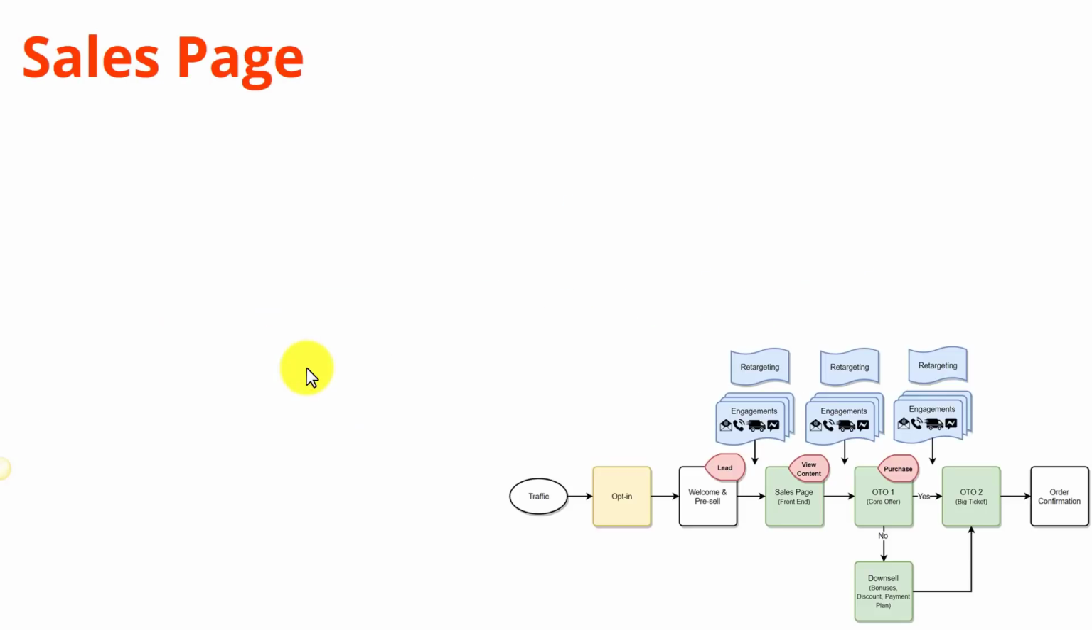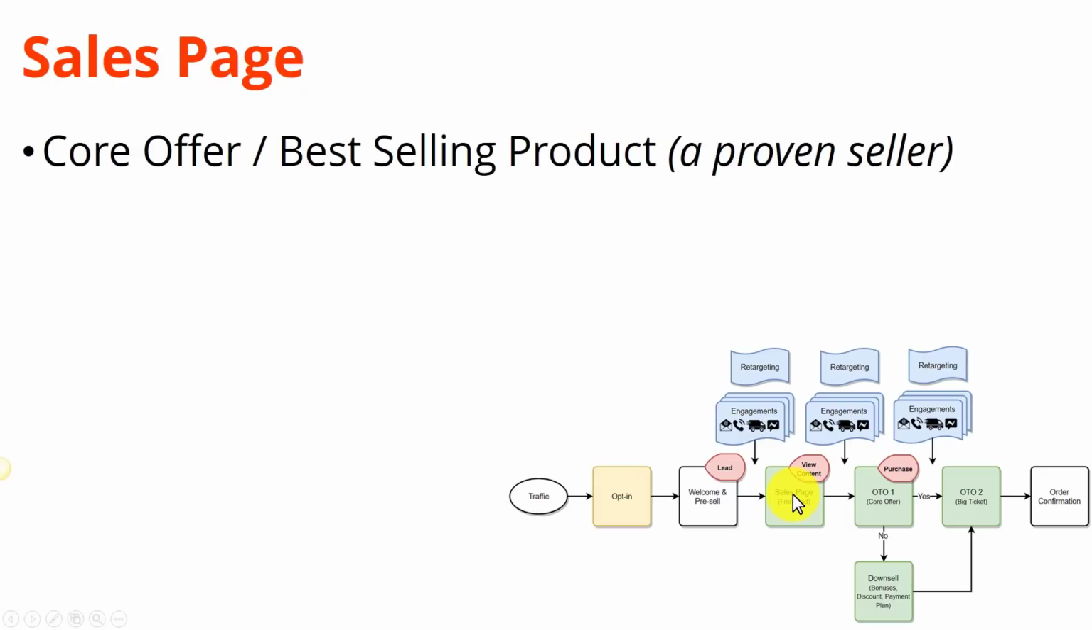So moving on to the next page in our funnel, which is our sales page right here. And typically on the sales page, you're going to sell your core offer or your best-selling product or service. And as I already said, you want to sell a proven seller because the #1 goal is to get a break-even front-end funnel. Because once you can start acquiring customers for free, you're going to be in business forever. Well, maybe not forever, but you get the idea. You got to get that front-end funnel break even and working ASAP. And the best way to do that is to use a product that you know people buy.